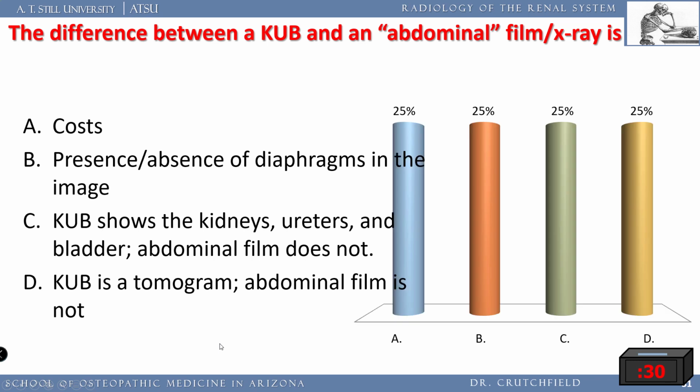So it looks like, what would you say the answer is? I would say that it's B, the presence or absence of diaphragms in the image when you're just looking at the film. So an abdominal film is going to have the diaphragms in the image. A KUB may not have the diaphragms in the image.